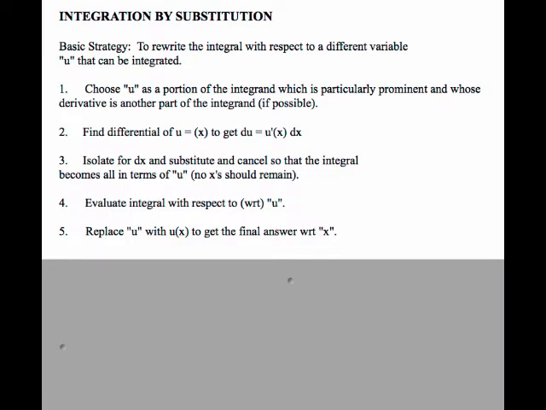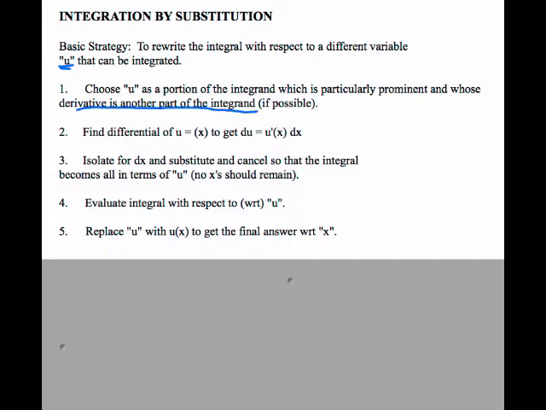So your basic strategy with integration by substitution is that you need to rewrite the integral with respect to a different variable u that you can integrate. Okay, it takes a lot of practice to get competent with this. A lot of experience is needed so that you can properly pick u, because u is probably the most difficult thing to determine. So just in terms of steps, you would choose u, and how do you do that? You choose u as a portion of the integrand which is particularly prominent. That sounds kind of vague. Generally it would be so that the derivative of that u is another part of the integrand. That's not always possible, but that's a general guideline.